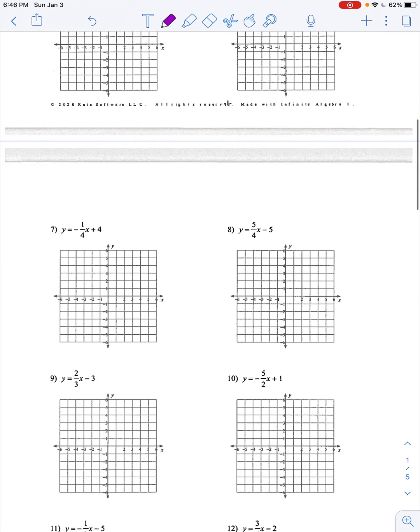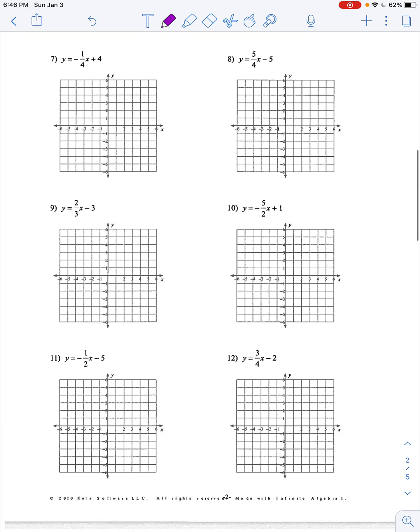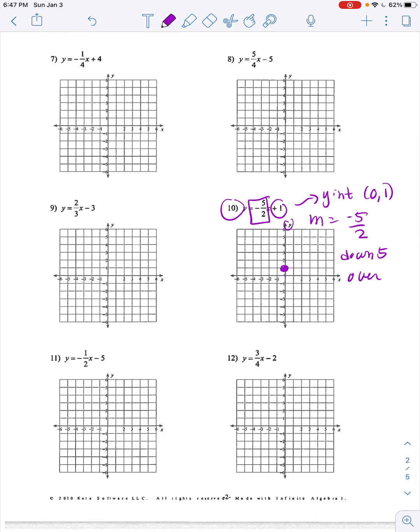All right, I'm going to try one more. The second page is more of the same. Let's say I did number 10. Here, my start point, or my y-intercept is the official term, is going to be (0, 1). So on the y-axis again, that's why it's the y-intercept, I start at (0, 1). Then this is my slope. My slope is -5 over 2. So because it's negative, it's going to go down 5 and then over 2.